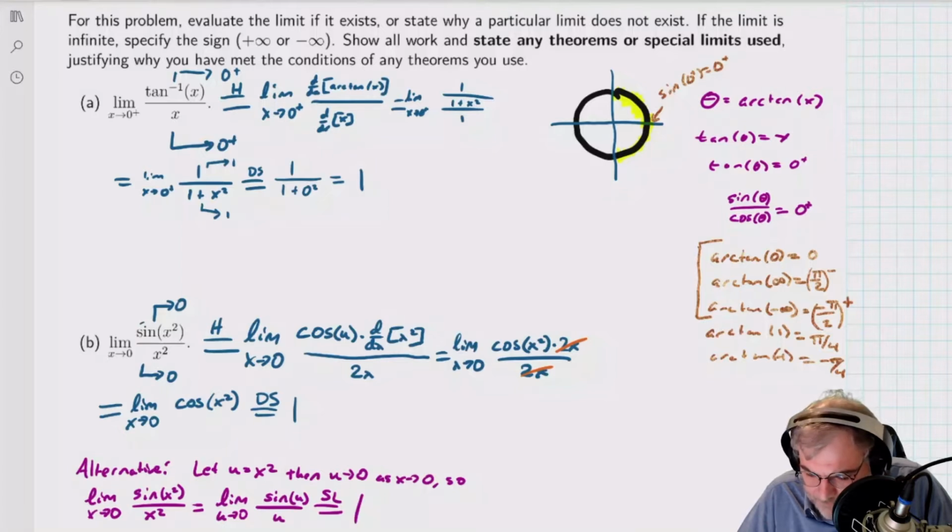Okay. So now that I've got 0 over 0, I can apply L'Hopital's rule. I take the derivative of the top and the derivative of the bottom. The derivative of the top is 1 over 1 plus x squared. The derivative of the bottom is 1. So I wind up with the limit as x goes to 0 plus of 1 over 1 plus x squared. So how do we feel about that, the application of L'Hopital's rule?